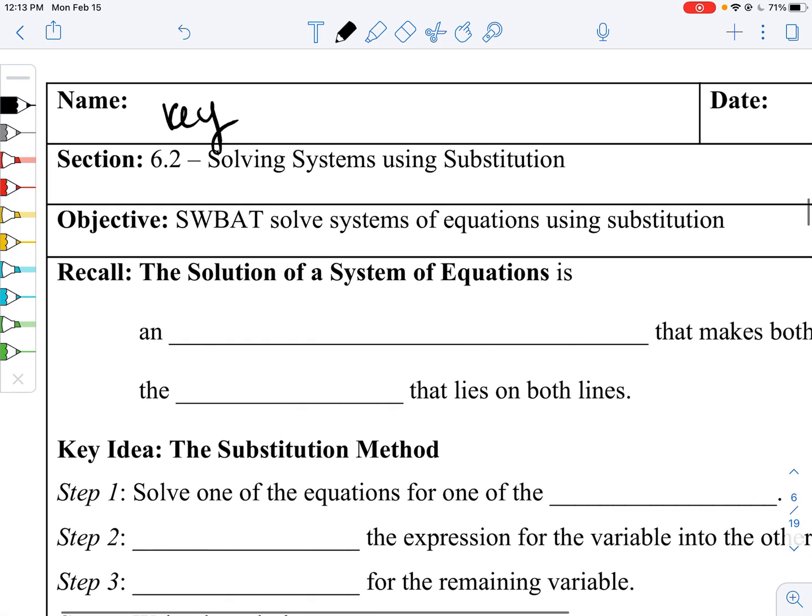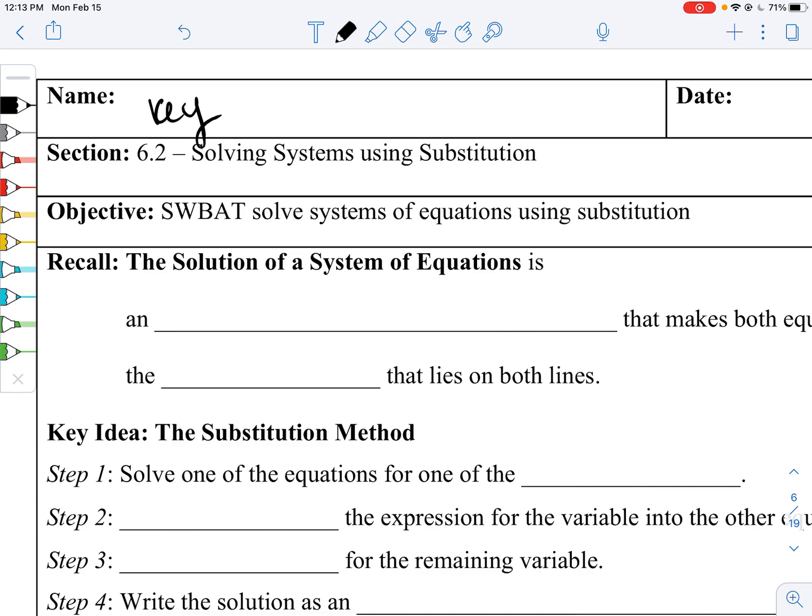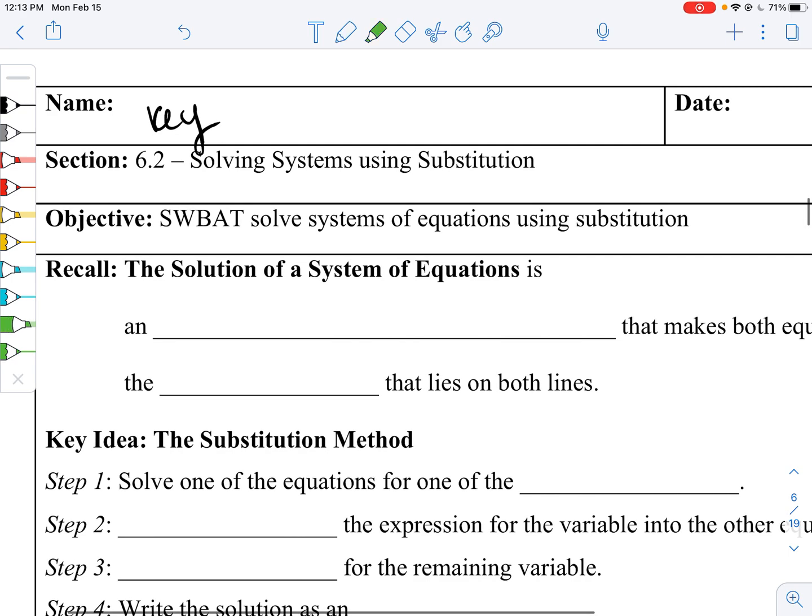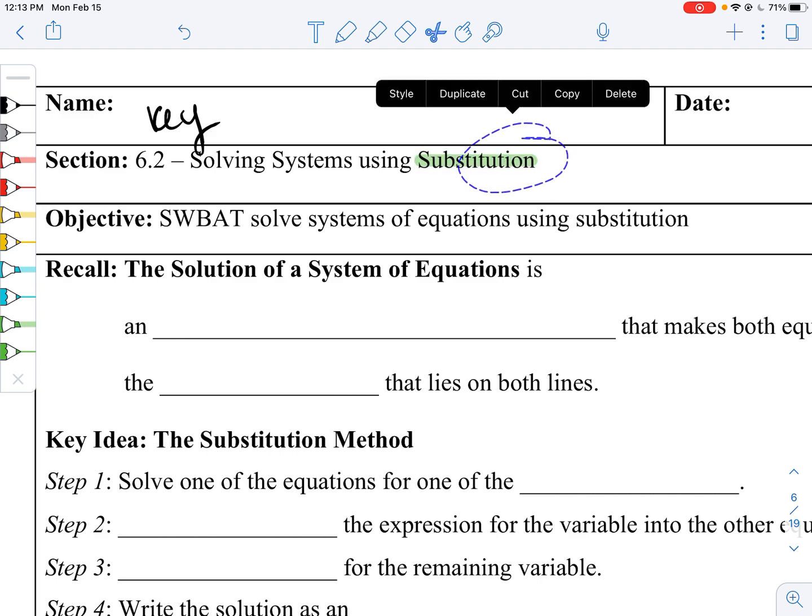Hey guys, welcome to your 6-2 notes on solving systems using substitution. By the end of the day, you'll be able to solve systems of equations by using, wait for it, substitution.